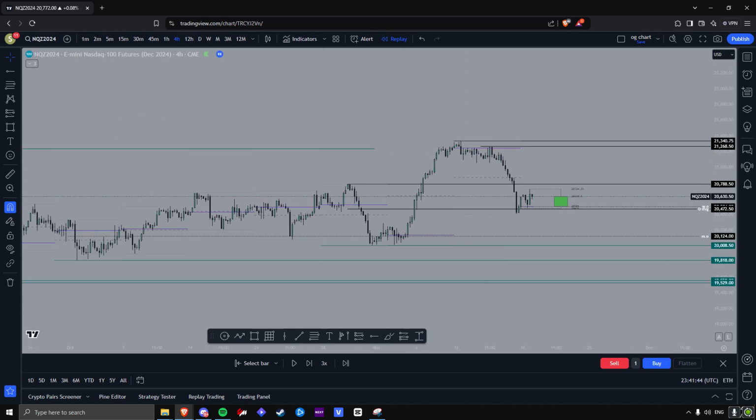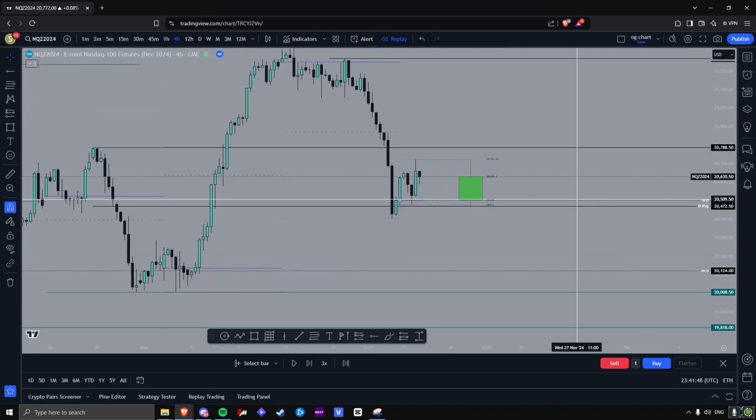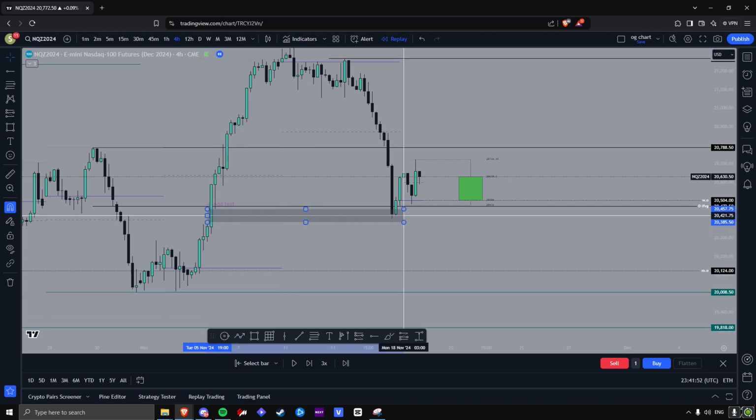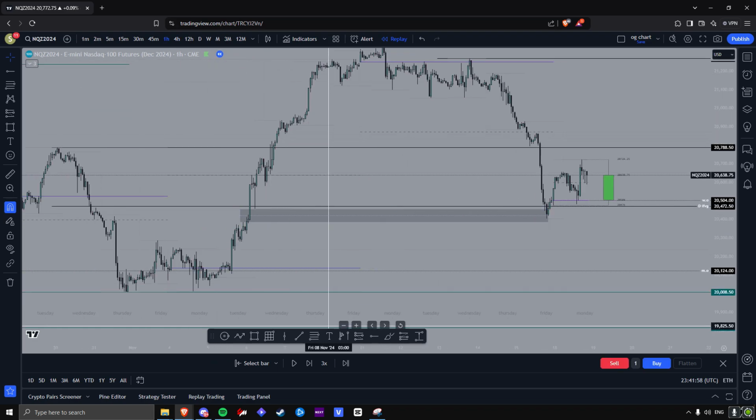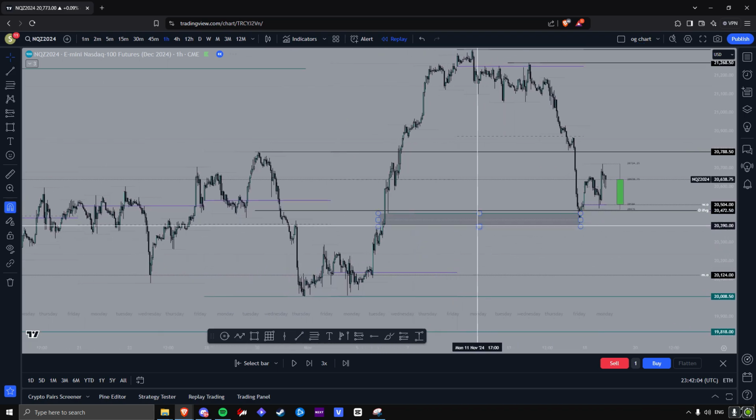Going on to the lower time frames now, what do we have? Straight away, we can see a fair value gap there. If you go on the hourly, there's probably something there as well. We do obviously have this wick here.